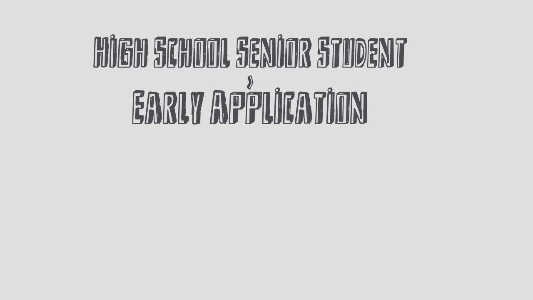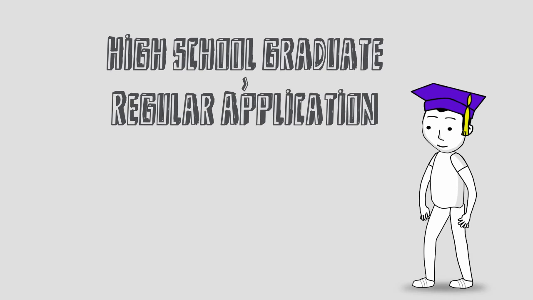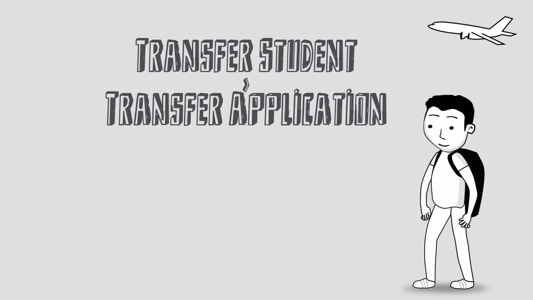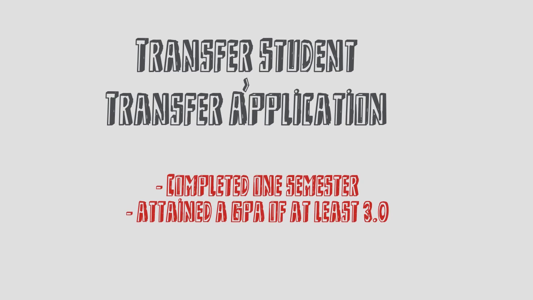For early admission, you'll need the final transcripts of the 2 years prior to your final year of high school. If you have already finished high school, then you should apply for regular admission. For regular admission, you'll need the final transcripts of the last 3 years. If you want to transfer to AUS from another university or institution of higher education, and you have completed at least one semester with 12 credit hours and a GPA of 3.0, then you should apply as a transfer applicant.